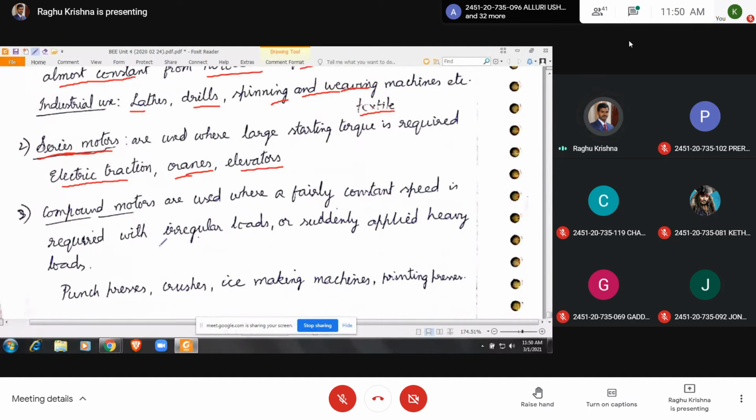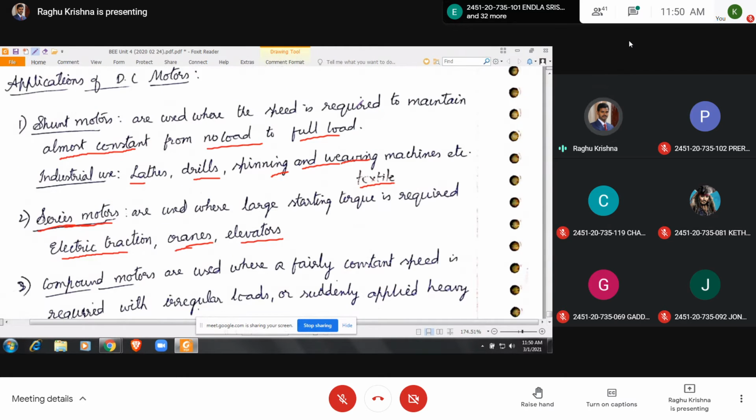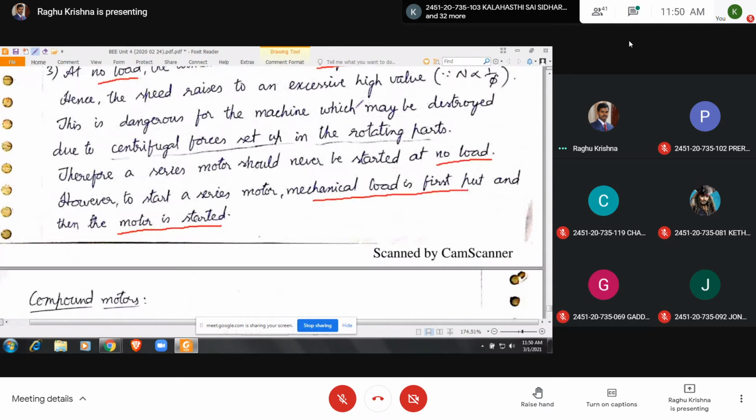Next, compound motors. One of the disadvantages of the series motor is that if the load decreases suddenly, the speed goes to a dangerously high value, and due to centrifugal forces set up in the rotor, there will be damage to the motor. The series motor may get destroyed due to centrifugal forces set up in the rotating parts. So always the load must be connected.